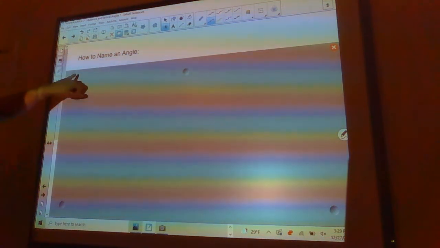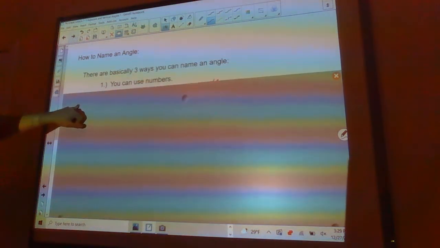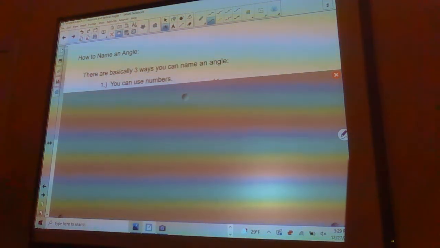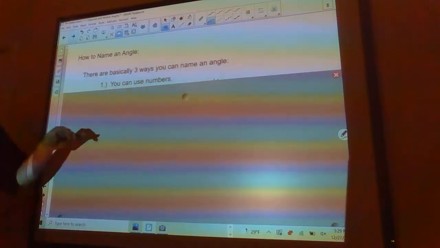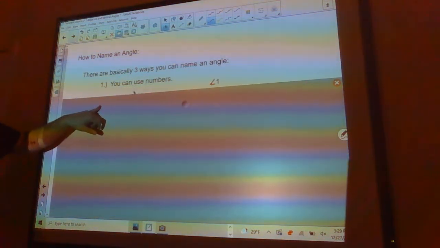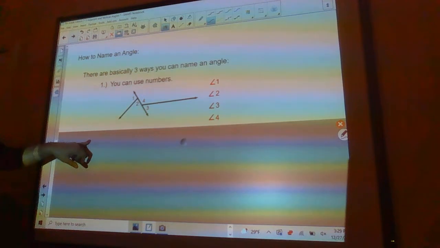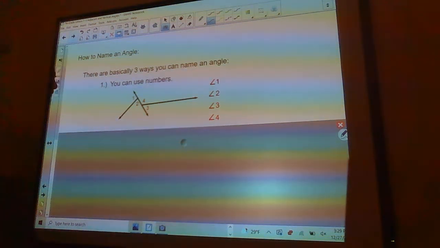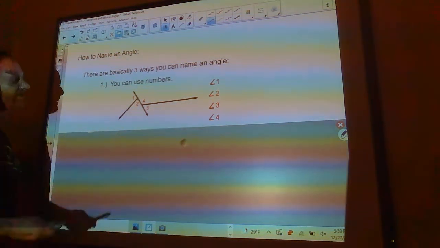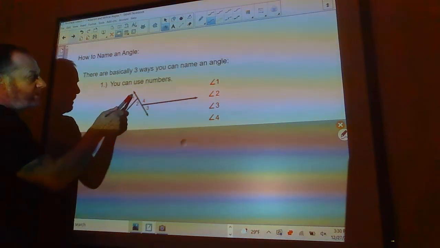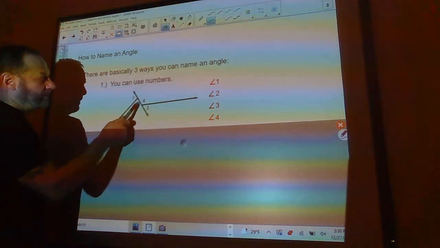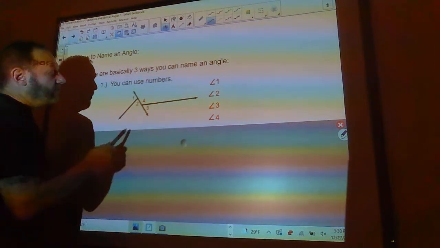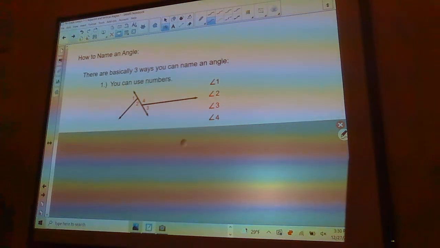How to name an angle. This is important. There's several ways you can do it. You can do it using numbers. So we've got this figure right here. And just like I did in the last pictures, here's angle 1, that's this angle. Here's angle 2, here's angle 3, here's angle 4. Okay? So I can do them that way.